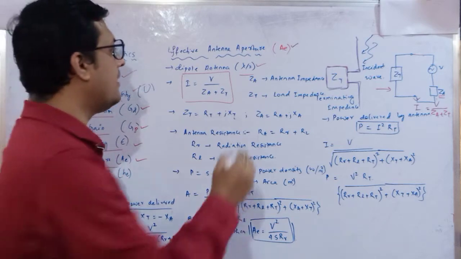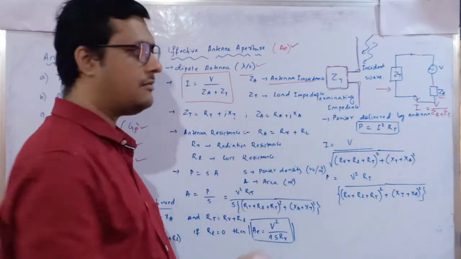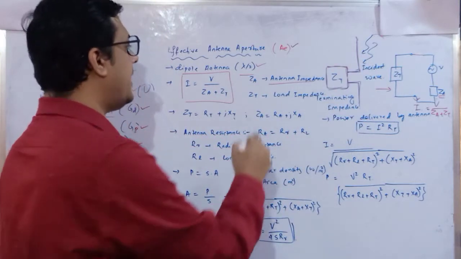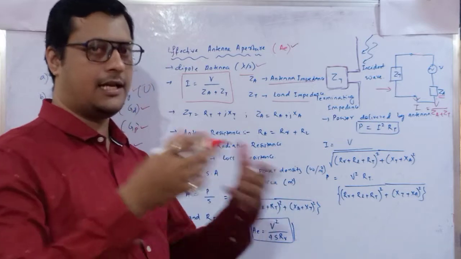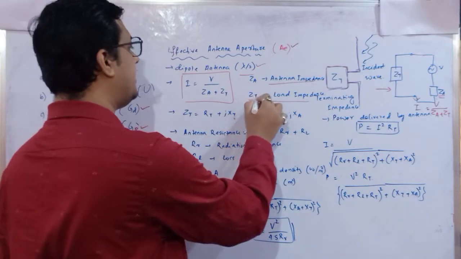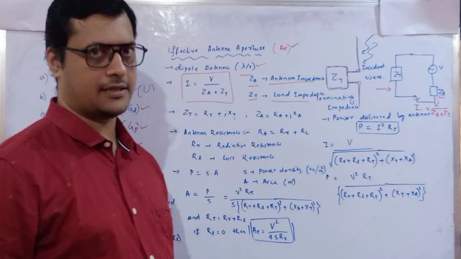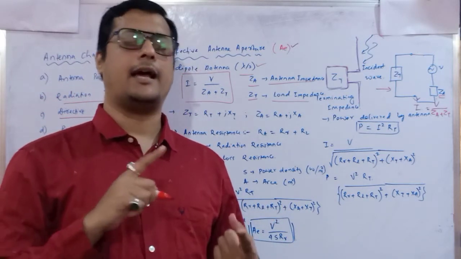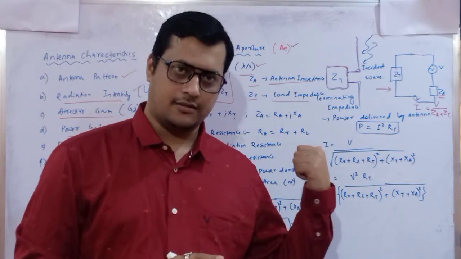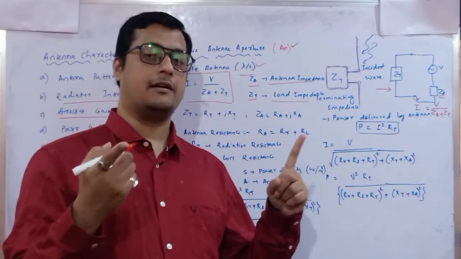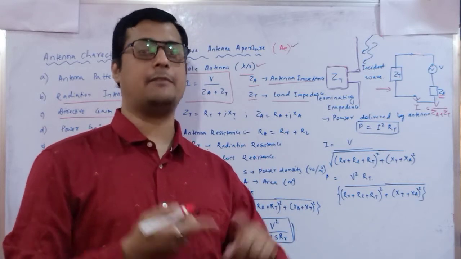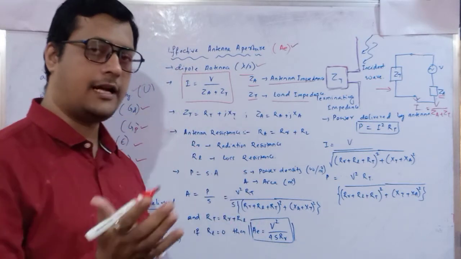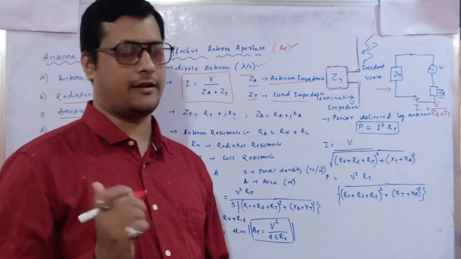So what is ZA? ZA is the antenna impedance. This radiating element is the antenna, and it has some impedance, and ZT is the load impedance where we are getting the output. Okay, so ZT is the load impedance, ZA is the antenna impedance. When we are getting the maximum output, if your antenna impedance and this load impedance are matched perfectly, then maximum output can be delivered. That is called the maximum power transfer theorem. According to that we will proceed and we will determine the area.